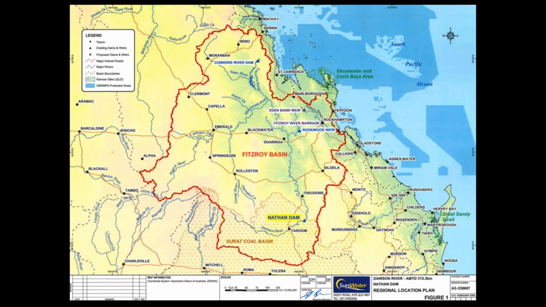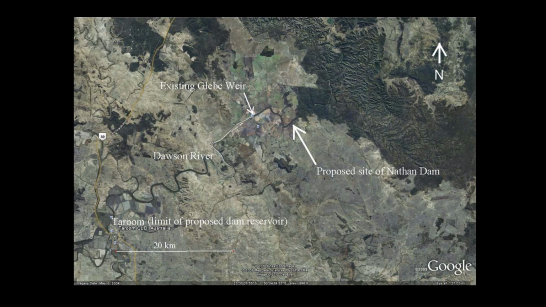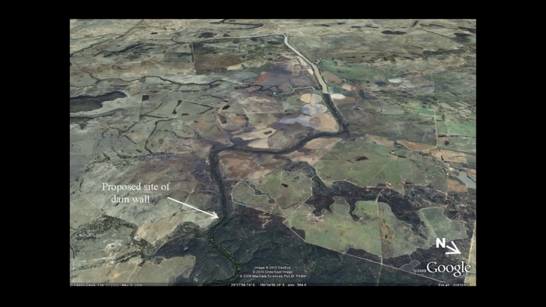So that's the Fitzroy Basin, and the Nathan Dam is down in the south of the Fitzroy Basin, just there in the southern section. This was just an orthophoto of the concept design with the catchment. So it's on the Dawson River. The Dawson River flows east at that point, then it flows north and joins the Fitzroy and flows out at Rockhampton. There's a couple of weirs already built on the river, and this is just Google Earth tilting it. You can see I've marked the proposed site of the dam wall, and then further upstream, that's one of the weirs.